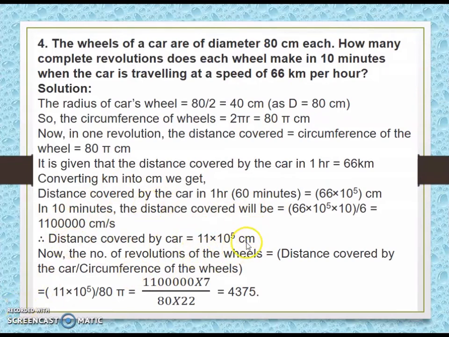Okay. So the distance covered by the car in 10 minutes is 11 into 10 raised to the power of 5. Also, we know that in one revolution, it is covering 80 pi centimeters. So in this much distance, how many revolutions are there? You will divide this by 80 pi. Then you will get the number of revolutions. So 11 into 10 raised to the power of 5 divided by 80 pi. Over here, pi can be written as 22 by 7. Then you can cancel out the common factors and the final answer will be 4375.